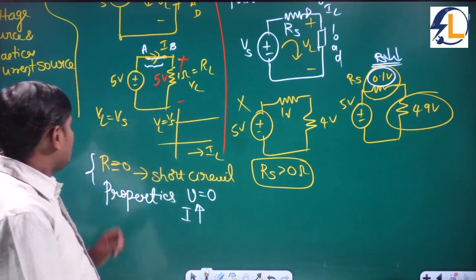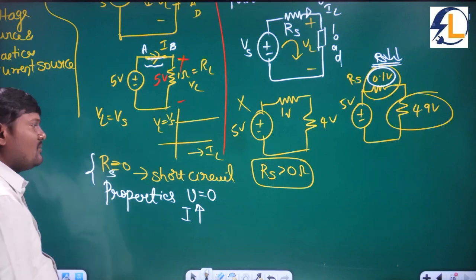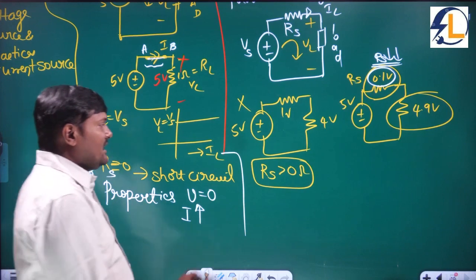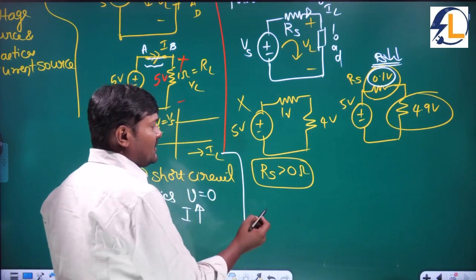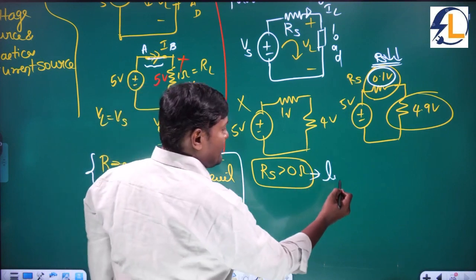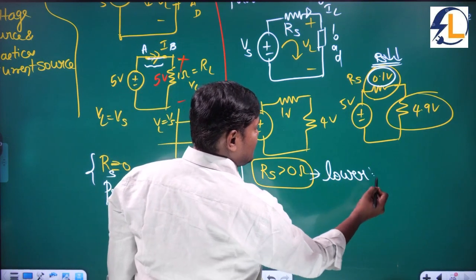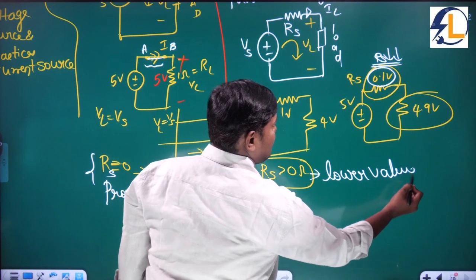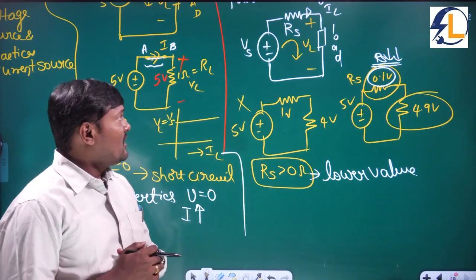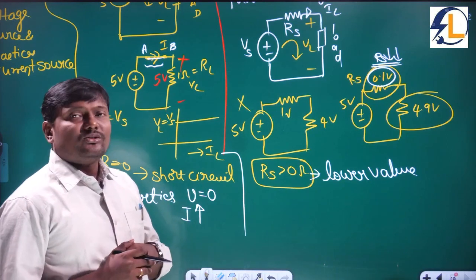So the internal resistance of an ideal voltage source is 0. Internal resistance of practical voltage source is greater than 0 but a lower value. So you have to design the voltage source like that.